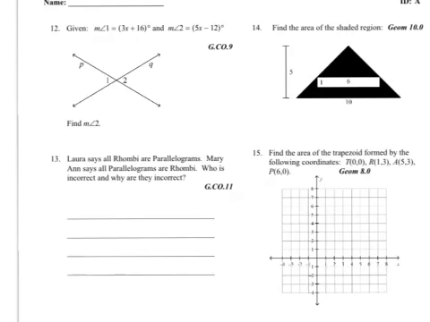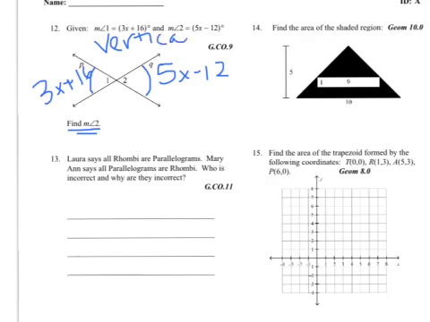Question number 12 says we're given angle 1, which is 3x plus 16, and we're given angle 2, which is 5x minus 12, and they want us to find the measure of angle 2. So hopefully you know that these are called vertical angles, and they're equal to each other. So I'm going to set an equation and solve: 3x plus 16 equals 5x minus 12.